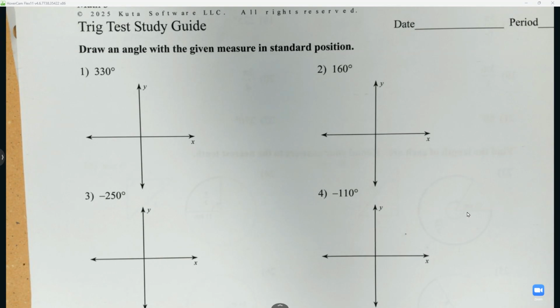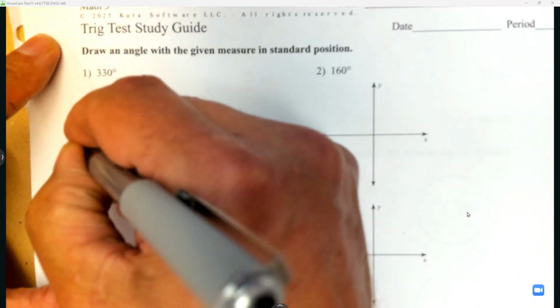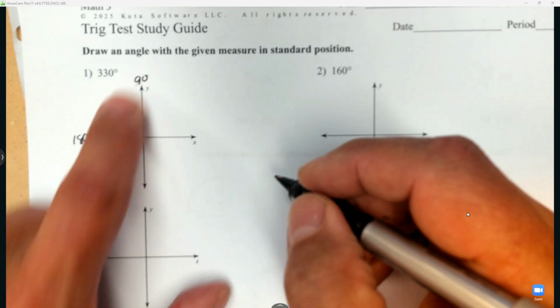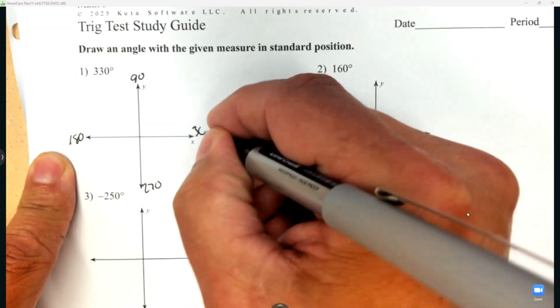Here are your study guide solutions for your first trig test. So first, can you draw an angle? To understand the angles, we need to know the compass that goes around these axes. The angle straight up is 90, to the left is 180, to the bottom 270, and 360.